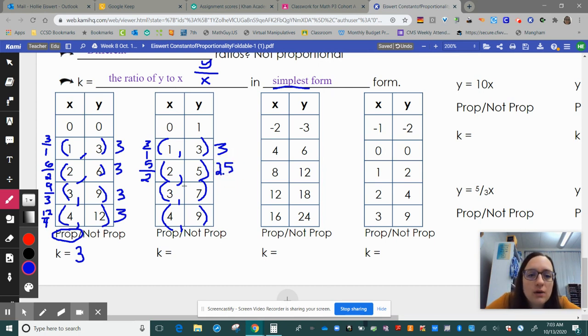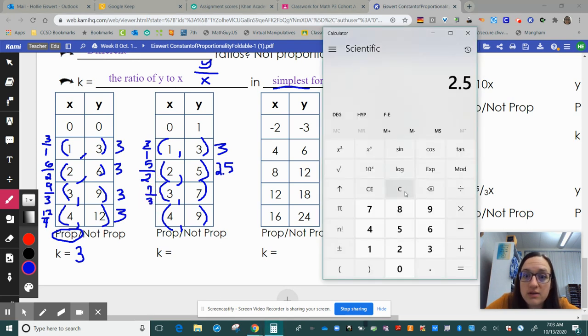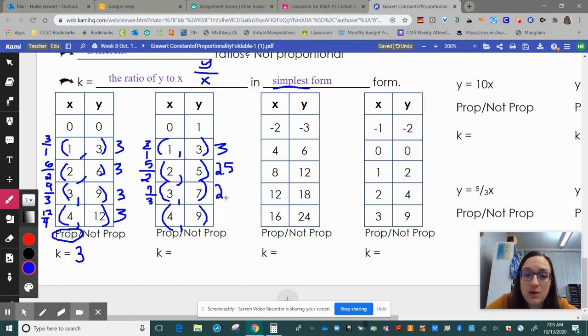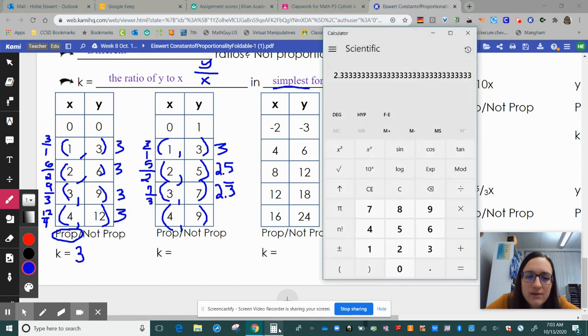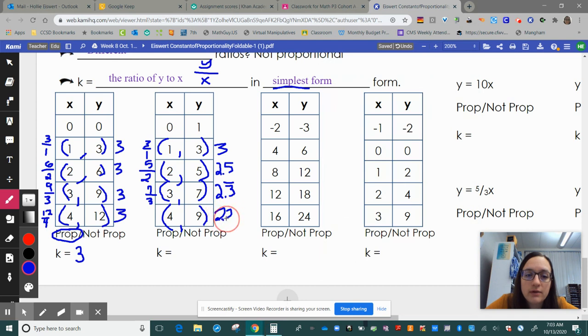Our y is 7 divided by 3. So we look at what is 7 divided by 3. That is 2.3 repeating. That is a repeating decimal, and we now know how to write that. 2.3 repeating. Good to go. And then we have 9/4. So we're going to have 9 divided by 4, which is 2.25.